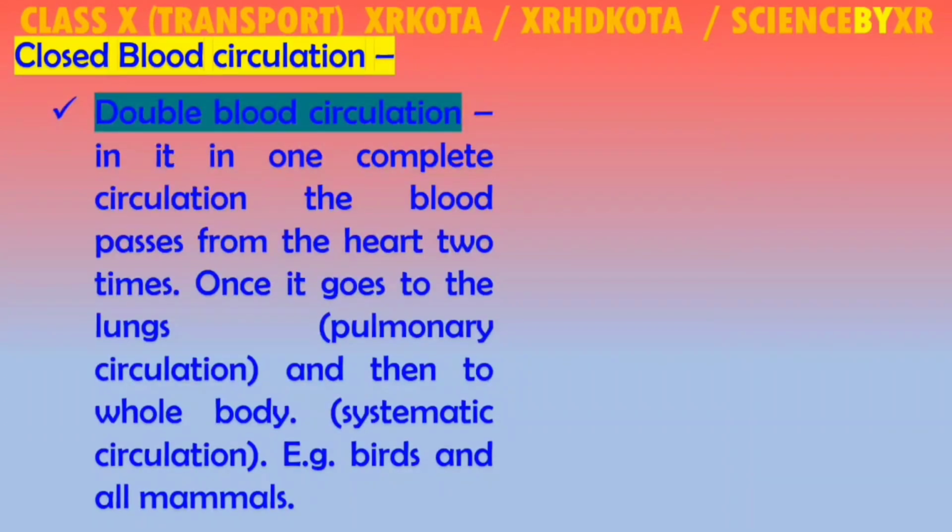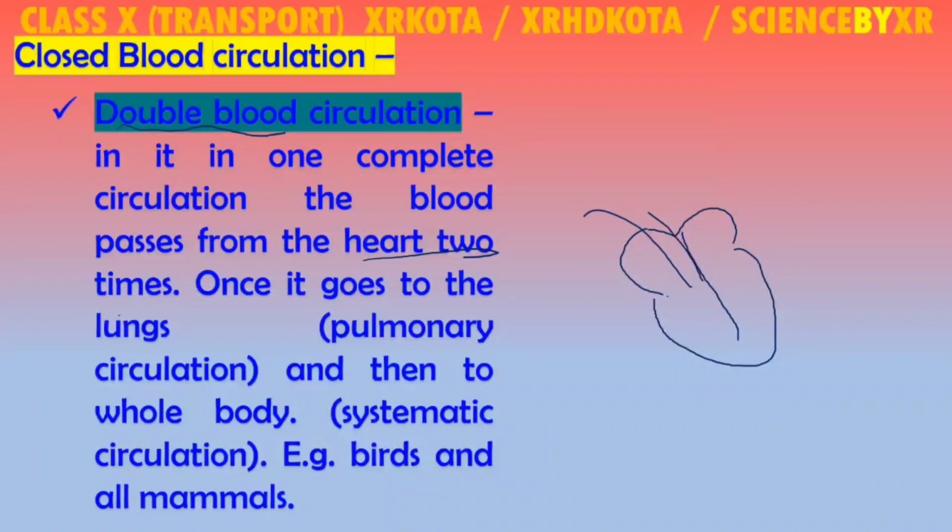In closed blood circulation, the double blood circulation has the advantage that in one complete circulation the blood passes through the heart two times. Suppose I make a drawing here, a diagram of the heart. Just for the sake of understanding, we consider this is a heart. Okay, and these are the four chambers.